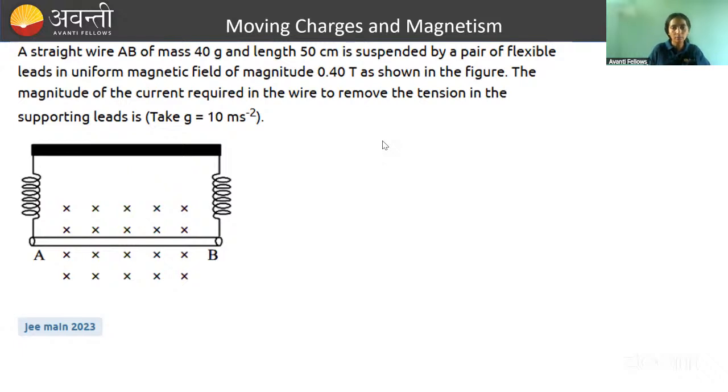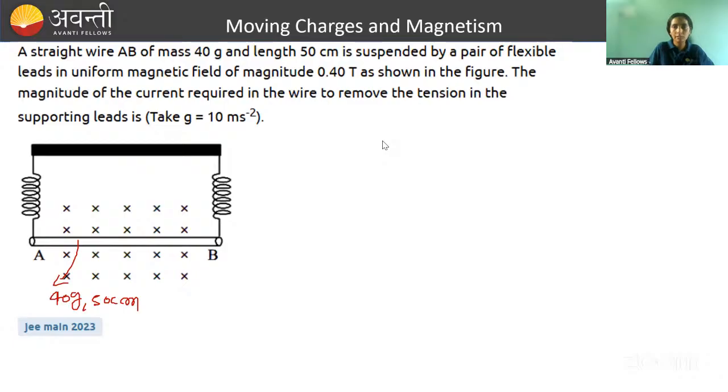चलो ठीक है. If anybody got the answer, क्वेश्चन नहीं समझ में आ रहा है. ठीक है, समझाती हूँ. तो क्वेश्चन ये कह रहा है, there is a straight wire AB of mass 40 grams and length 50 centimeters. So there is this rod AB. इसका मास दिया हुआ है. Mass given is how much? 40 grams. And its length is given, 50 centimeters. ठीक है. And this is suspended by a pair of flexible leads in a uniform magnetic field of this much.